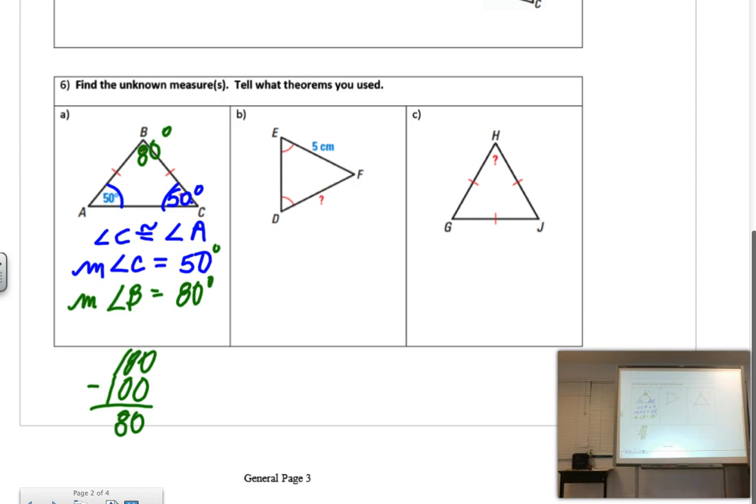All right, we're looking for what here? We're looking for a measure of a segment. And what's that segment? What's another name for that segment? DF. And what is it in terms of that shape? What kind of shape is that? Isosceles triangle. Very good. And what part of the isosceles triangle are we looking for?